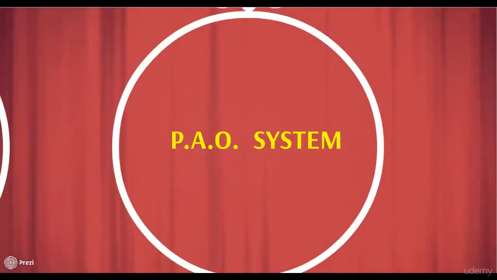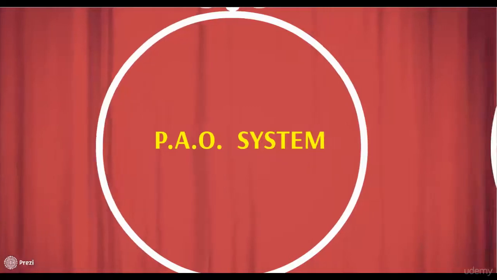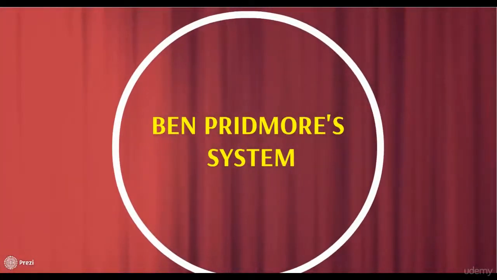I will continue with a PAO, Person Object Action system, a popular method of memorizing long random numbers or deck of playing cards. Then, I will introduce the system created and used by Ben Pridmore, 3 times World Memory Champion and multiple world record holder. This technique can be used for memorizing decimal numbers, binary numbers, or playing cards.